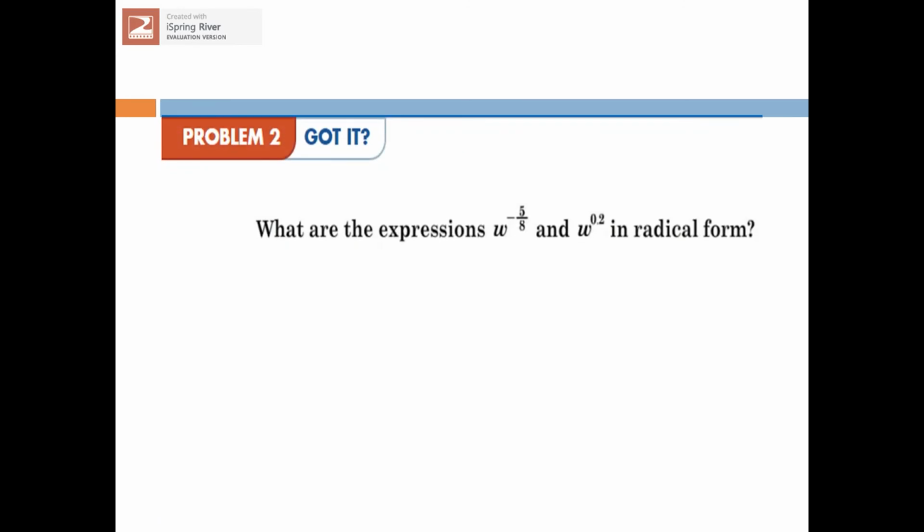Okay, let's answer that at number 2. What are the expressions w raised to negative 5 over 8 and w raised to 0.2 in radical form? I'll give you 10 seconds to answer this question. Timer starts now.